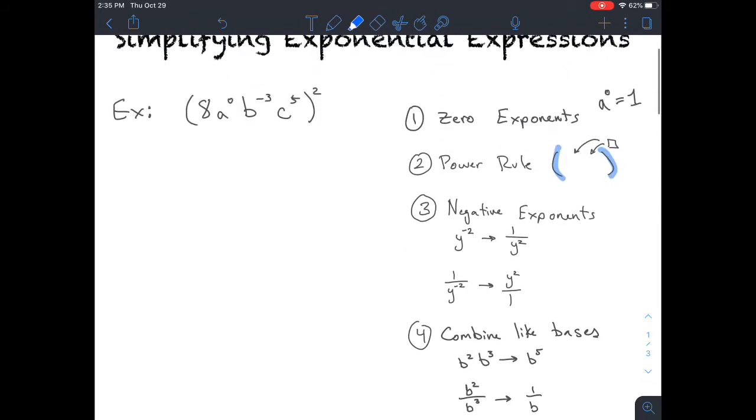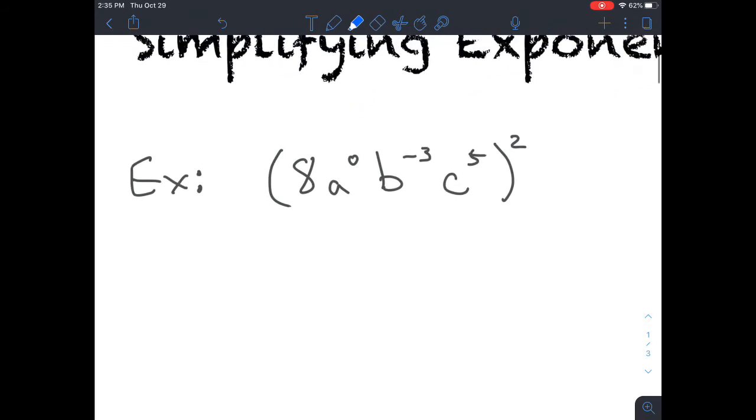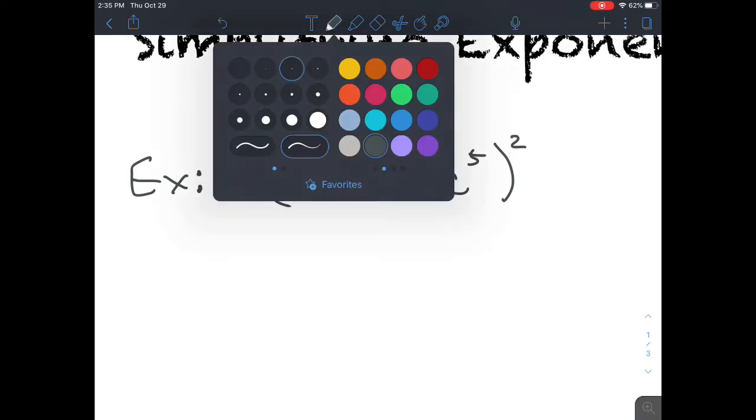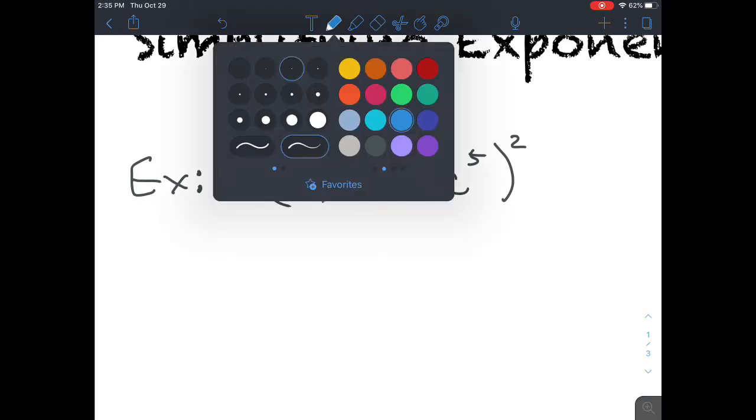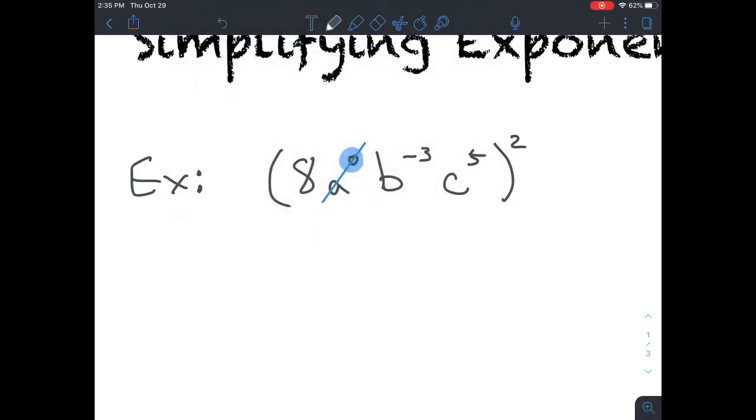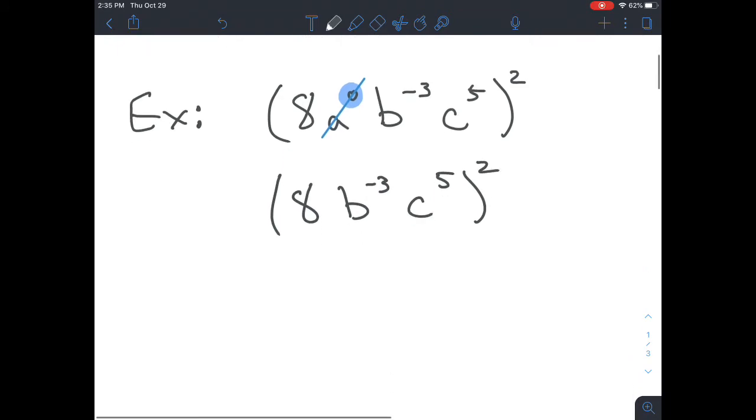That's not fully simplified. This first example, I can see right off the bat that I have an a raised to the 0. That is going to turn into a 1. Anything raised to the 0 becomes a 1, and 8 times 1 is still just 8. So that a to the 0, I tell my students just to pretend like that guy is blending in with the wallpaper. He just goes away because it's just a 1. So this is what we're left with.